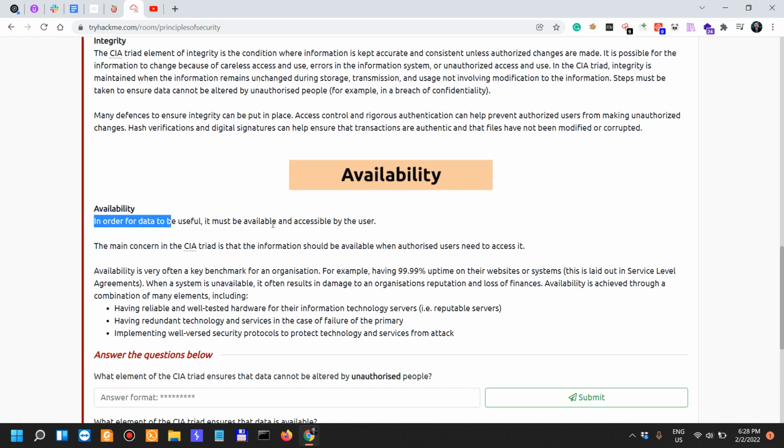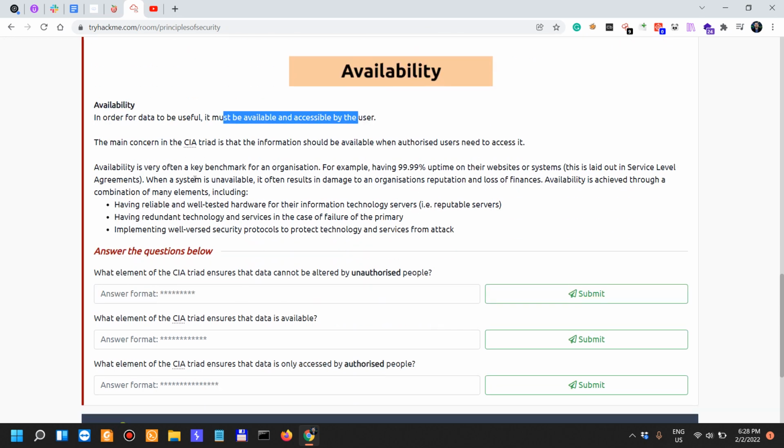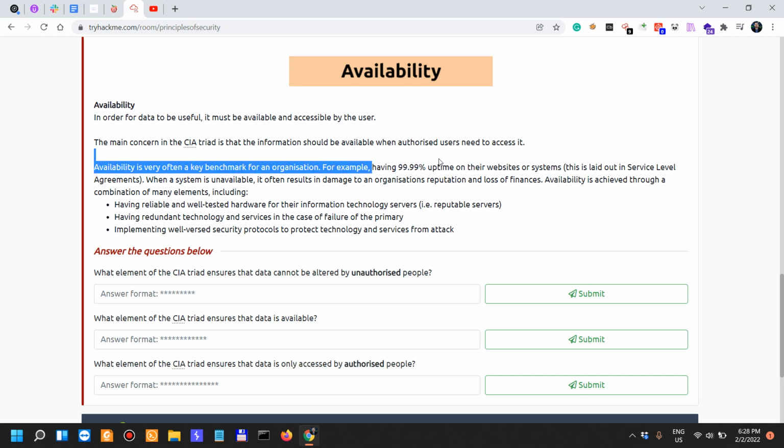Availability. In order for the data to be useful, it must be available and accessible by the user. That's really straightforward and intuitive. It's very often a key benchmark for an organization. For example, a lot of companies actually pride themselves by saying that their assets are 99.99% of the time available, which is really good because as a consumer, you want to have access to something that's highly available all the time.